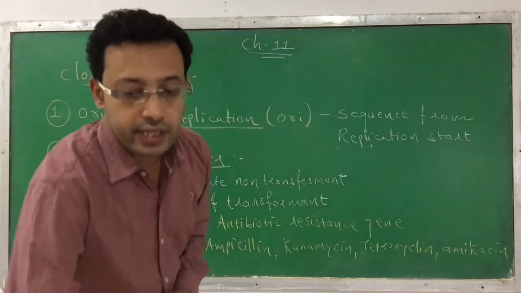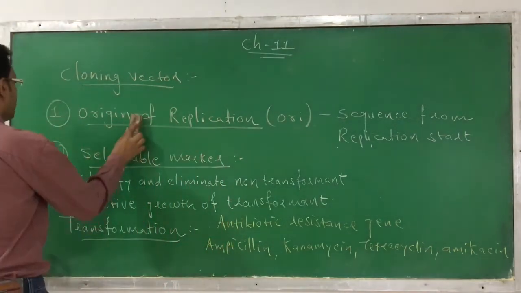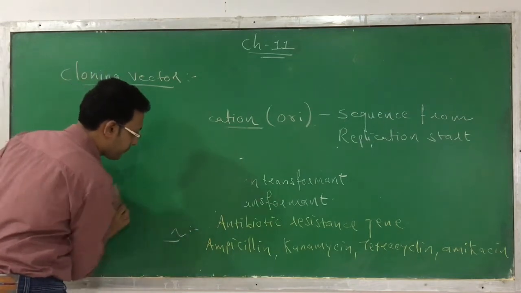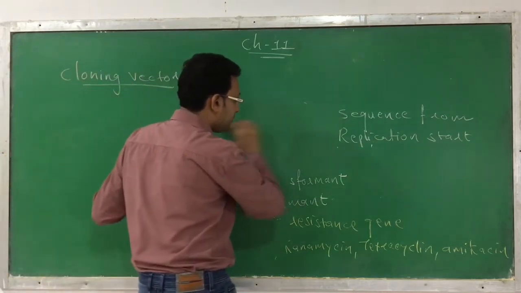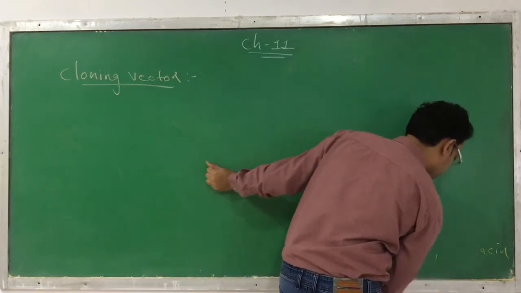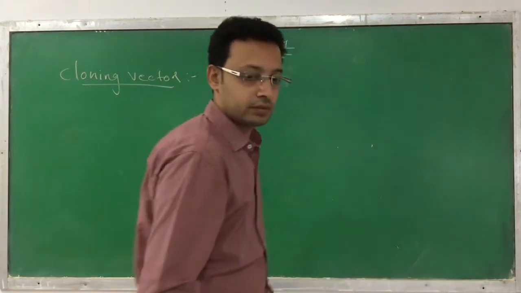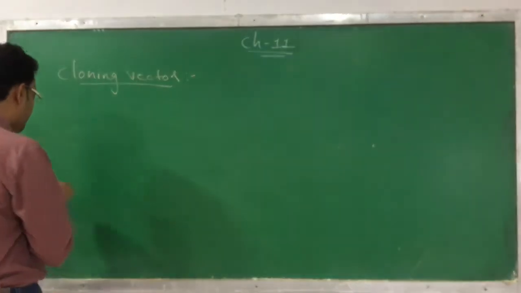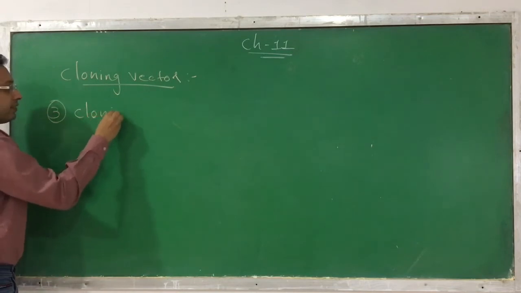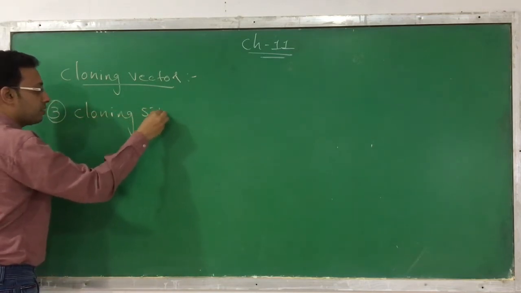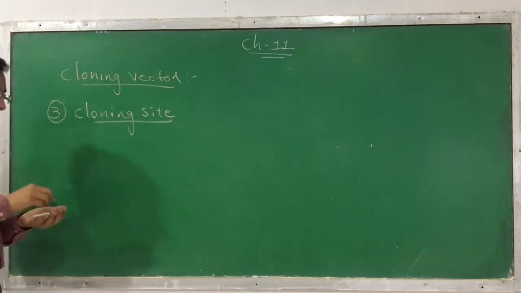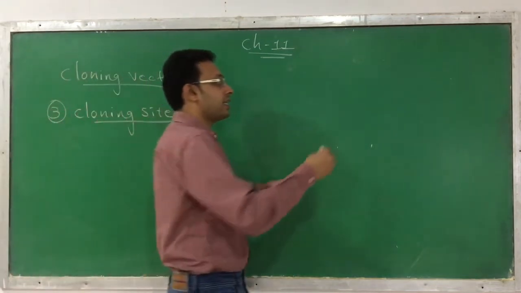Now we are going ahead with the third requirement. This is called cloning sites. The third requirement of a cloning vector is the cloning site. The first one is the origin of replication, the second one is the selectable marker, and the third requirement is the cloning site. So let us discuss the cloning site.